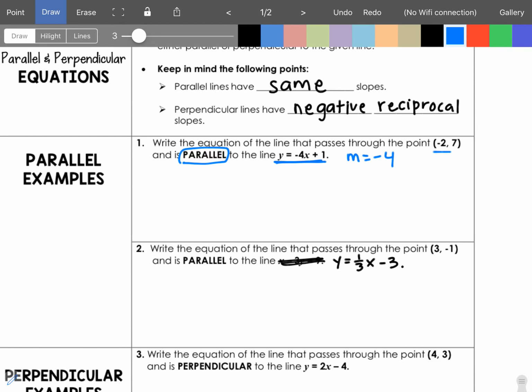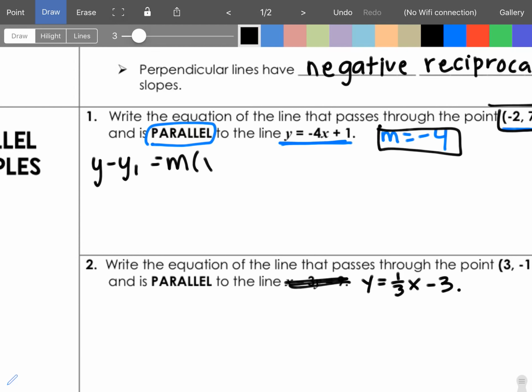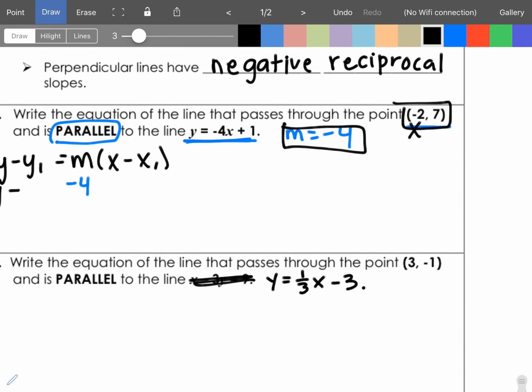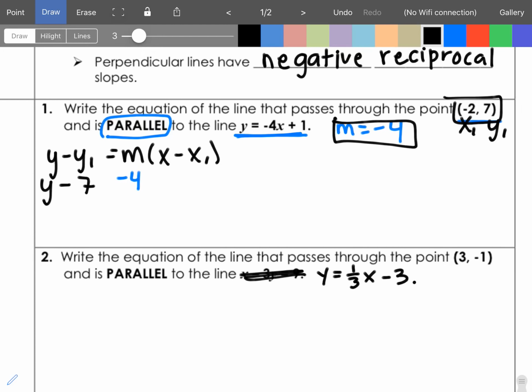And it also passes through this point. Well, look what we have now. We have a slope and a point. Remember point slope? That's what we always start with when we have a slope and a point. So we're going to do y minus y1 equals m times x minus x1. Remember we plug a point into m, so I'm going to plug this -4 in for m. And remember, this is always x1, y1. So y minus y1, which is 7, equals m, which is -4, times x minus -2.